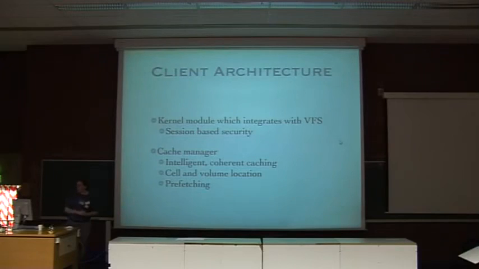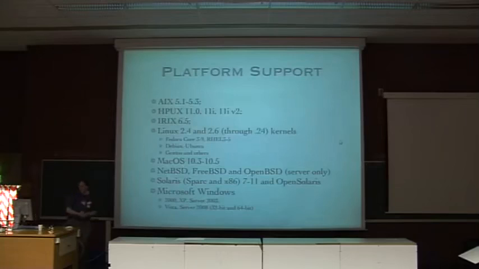The kernel module is supported by a cache manager, which provides intelligent caching. As I said, there are guarantees of cache coherence through what AFS terms callbacks. That cache manager will also support prefetching. If you've accessed the first 64K of a file, it's quite likely you're going to access a later 64K of the file. So while you're not doing anything, the cache manager will go and ask the file server for that data for you. Quick list of all of the platforms we support.